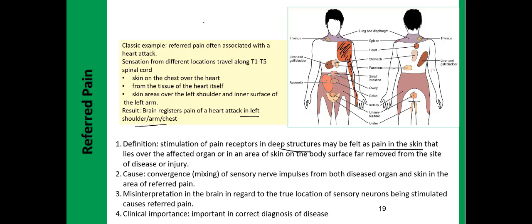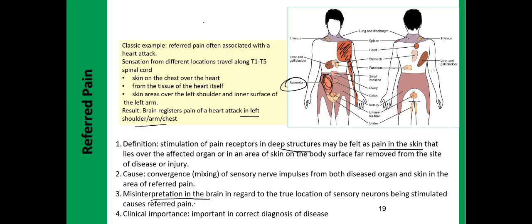The same with pain caused by an inflamed or ruptured appendix. That's another common one. It's often perceived as pain in the lower right quadrant because, again, the pain receptors from the appendix travel in the same lane or the same tract as pain receptors on that part of your body, on your lower right hand side, right? So you've got misinterpretation in the brain regarding the true location of sensory neurons being stimulated.